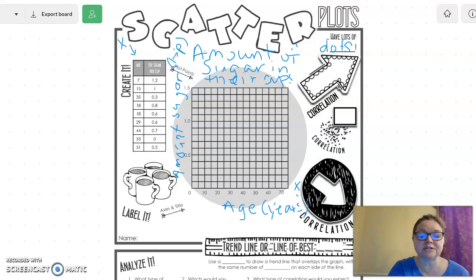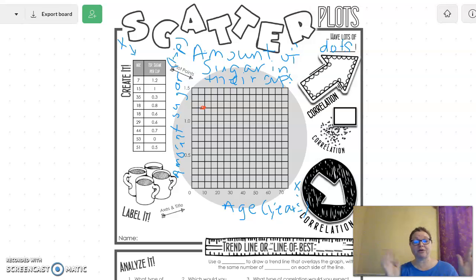So we have 1.0, 1.1, 1.2. It's not going to be an exact science, but it's right about here. Like I said, my writing is not going to be the best, and yours might not either. But right about there is going to be about 7 and 1.2. Now we need to graph 15 and 1.